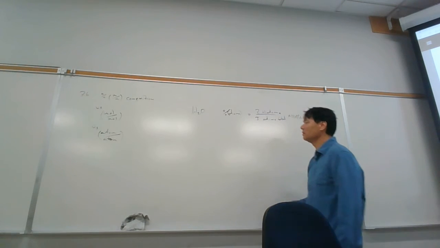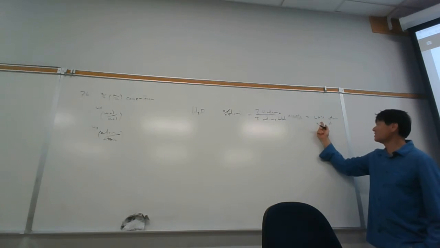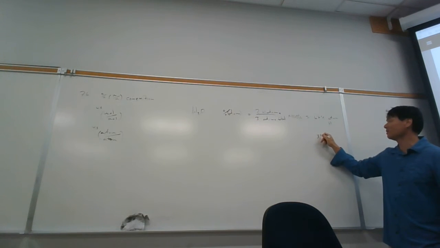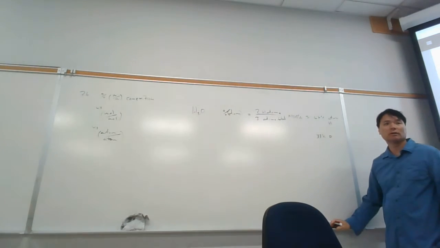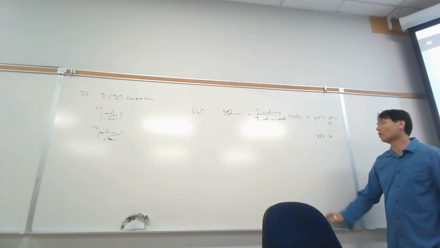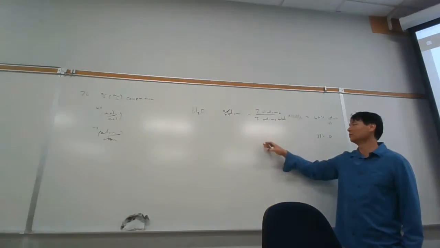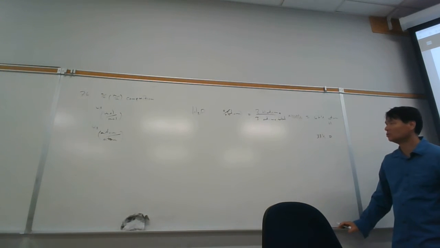How about oxygen? Well, the rest is oxygen. So if it's 67% hydrogen, it's got to be 33% oxygen because it's got to add up to 100%. Or I can calculate it. It's 1/3 oxygen, 2/3 hydrogen.